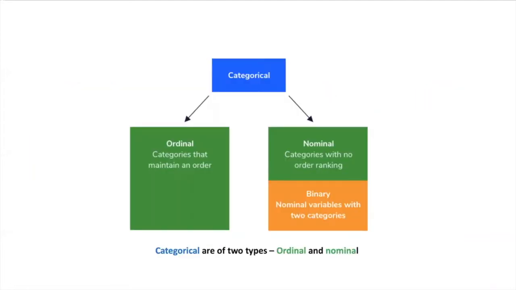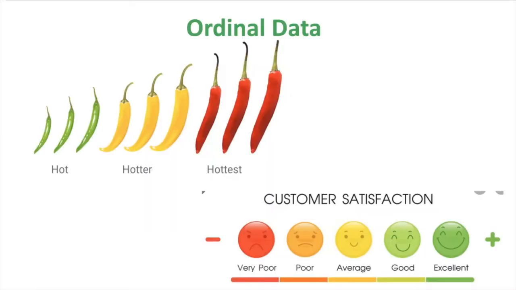Now we can further break down categorical values into nominal and ordinal values. What is ordinal data? Ordinal data is a variable which can be assigned a rank or order within it. Let's say an example. There are many types of chilies. So we can categorize them into hot, hotter, and hottest. And later on we can assign the ranking according to it. Or let's say customer satisfaction, which is very poor, average, good, and excellent. So we can assign ranking to this also.